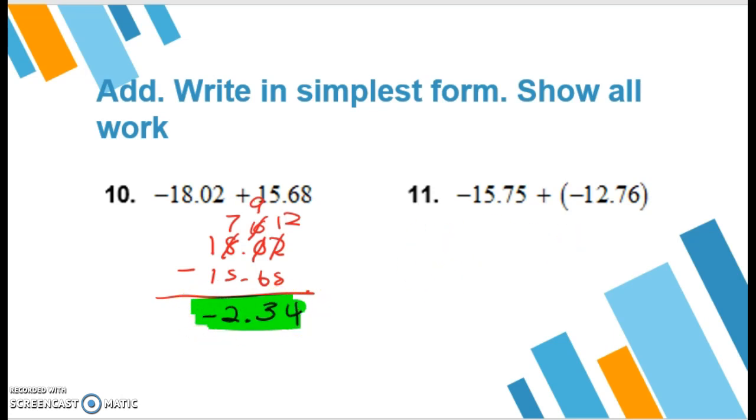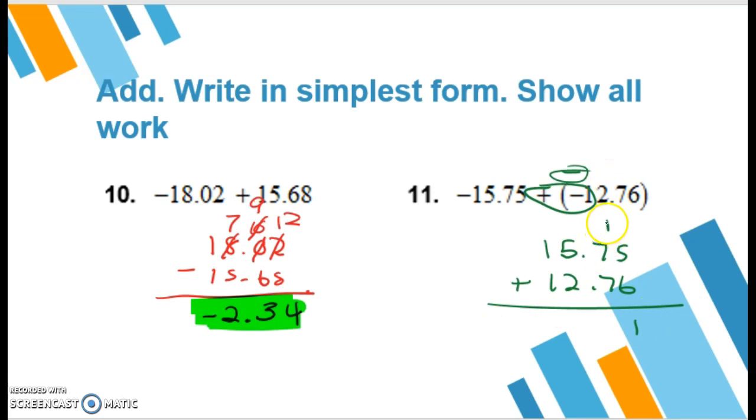Same thing over here. A plus and a minus, that is one big minus. So I have negative minus a number, so my answer is going to be more negative. So I'm actually going to add them, and then use the sign, which is a minus. 5 plus 6 is 11. Carry the 1. That's 14. 15. Carry the 1. 8. And 2. Answer is 28.51, but that also has to be negative.